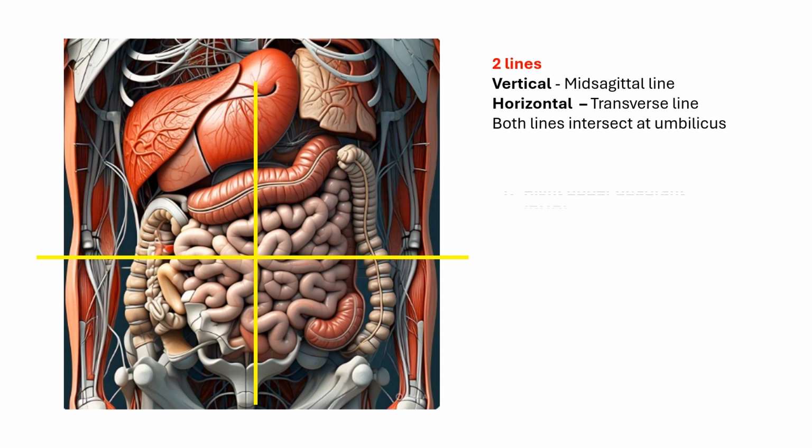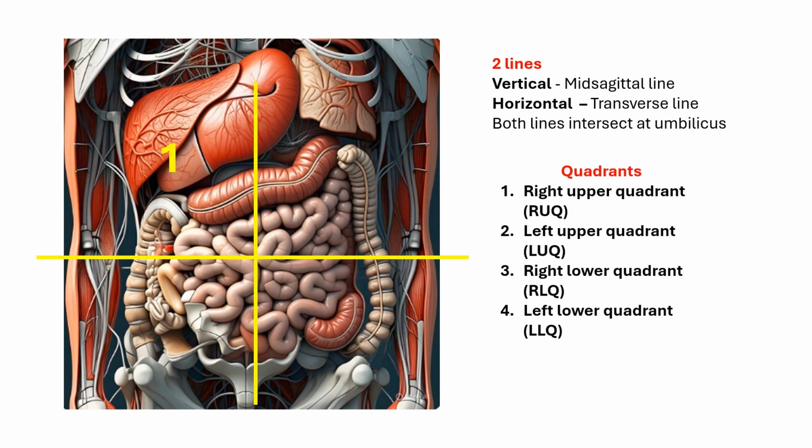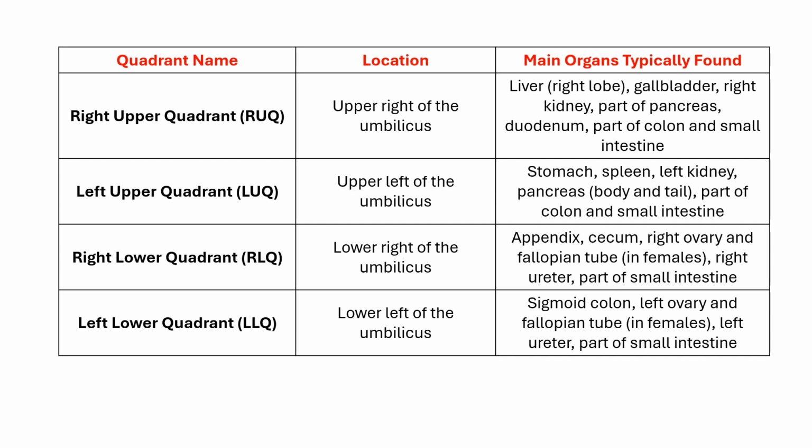The quadrants we call right upper quadrant, the second one left upper quadrant, the third one right lower quadrant, and the fourth one left lower quadrant. This table specifies the quadrant, its location, and similarly the main organs typically found in that specified quadrant. Okay, take this table screenshot and have a quick glance at this.